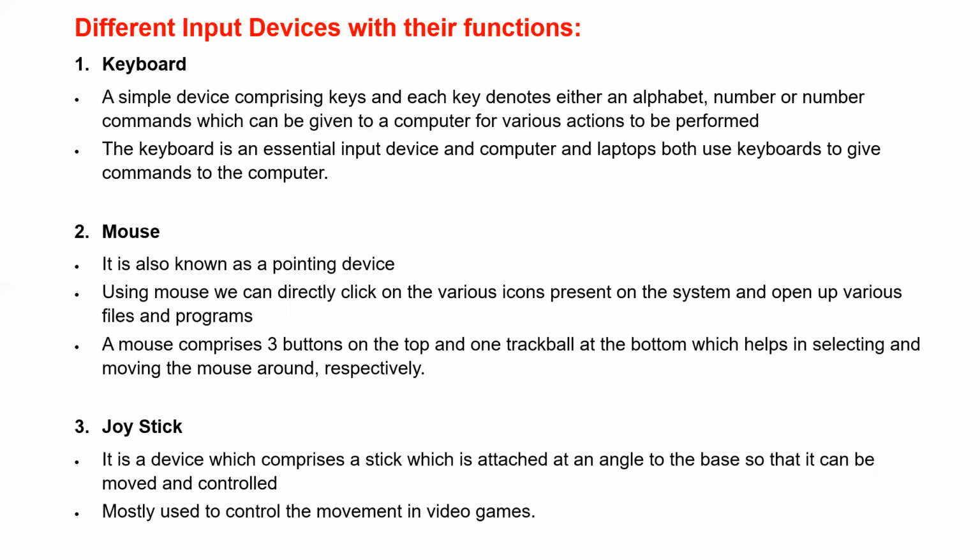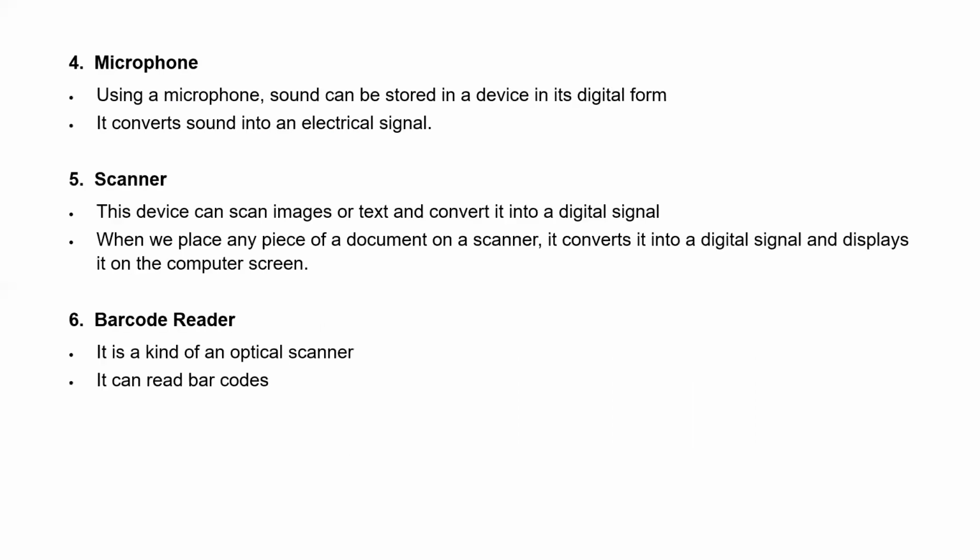The next device is the joystick. It comprises a stick which is attached at an angle to the base so that it can be moved and controlled. Mostly it is used to control the movements in video games. The next input device is the microphone. Using a microphone, sound can be stored in a device in its digital form. The microphone also converts the sound into electrical signals.